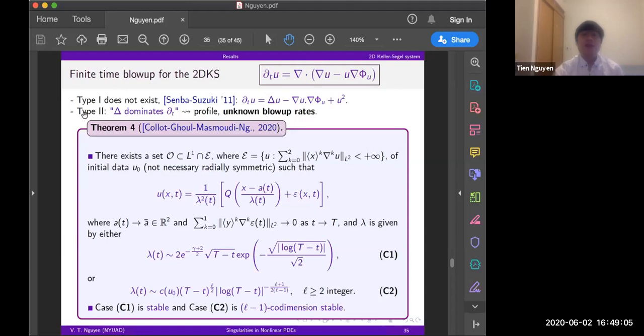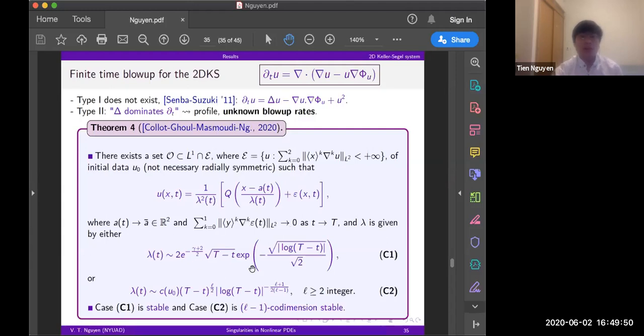So it suggests that there is a type II blow-up, which, as I said before, when type II blow-up occurs, we have some clue that the Laplacian dominates the time derivative, which gives you the idea about the profile, which is the scaling stationary solution. But we don't know the blow-up rate. So in this theorem, we are able to construct the finite time blow-up solution, which decomposes at a leading order by the scaling stationary solution, and the remainder can be controlled in some H1 space function.